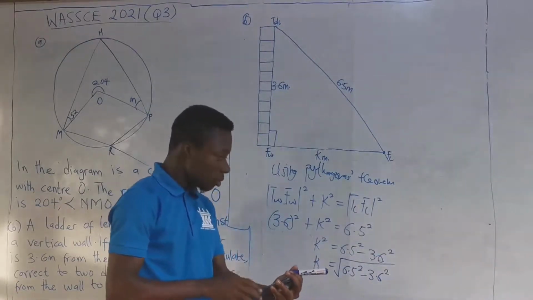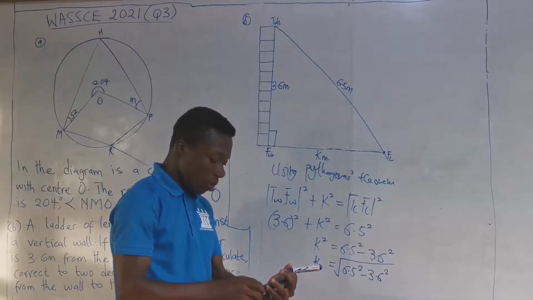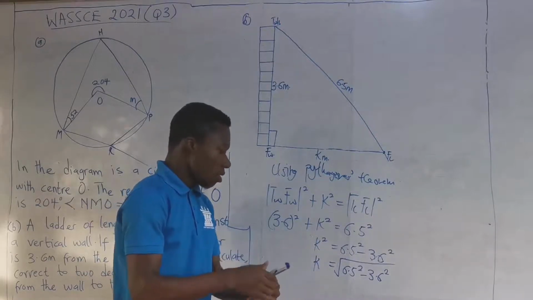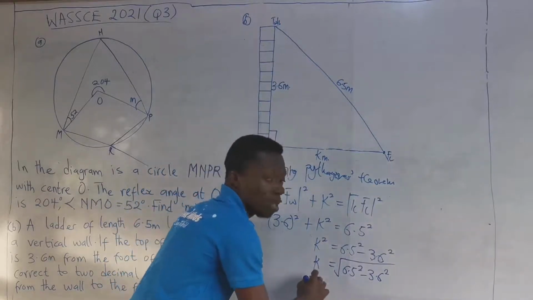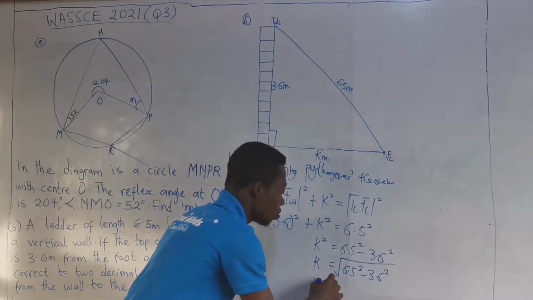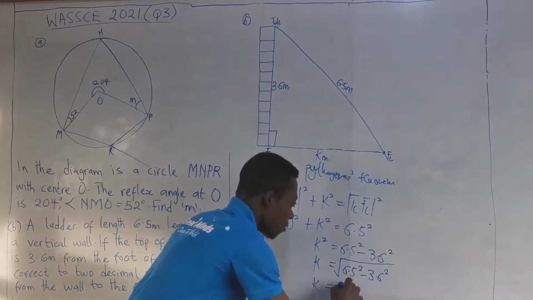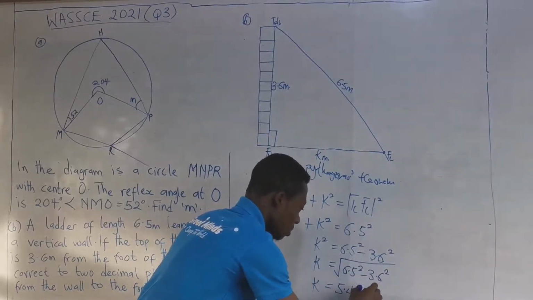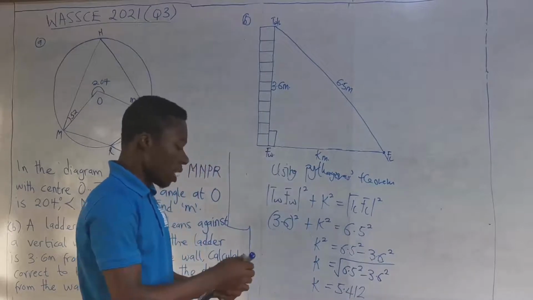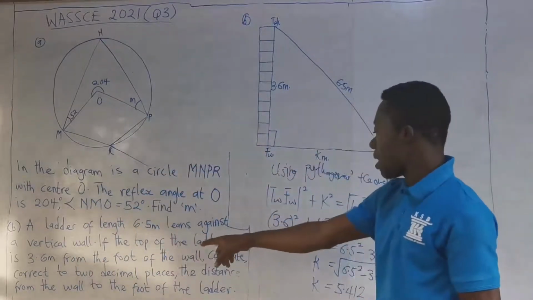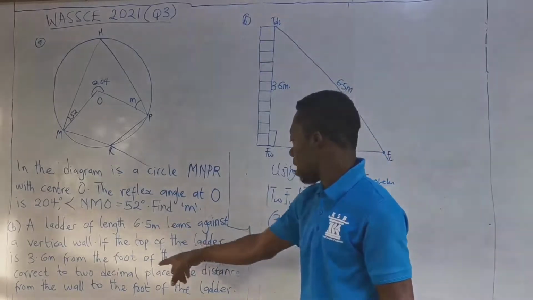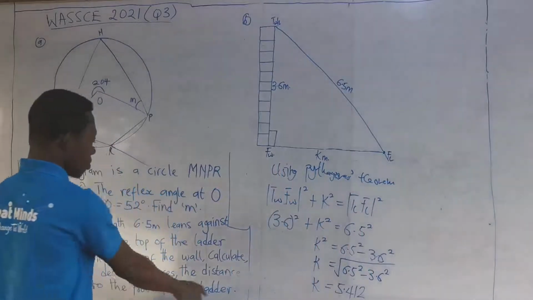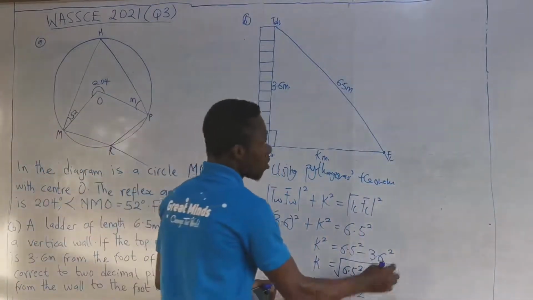So let me do mine here. 6.5 squared minus 3.6 squared is going to give me k to be 5.412 and other zeros behind. But then we are told that we have to correct to two decimal places the distance from the wall to the foot of the ladder. So let me bring it at the top here.